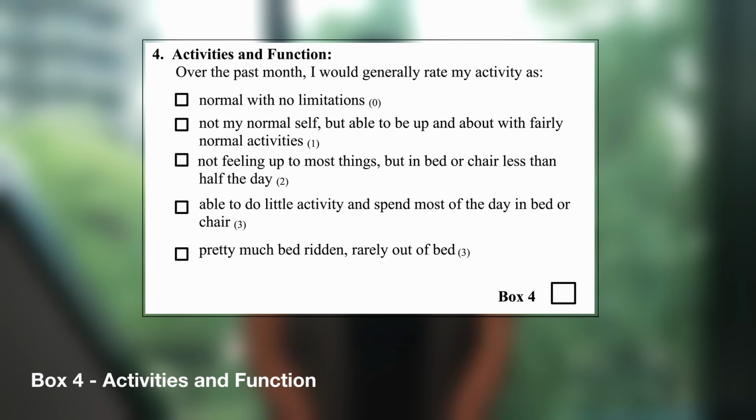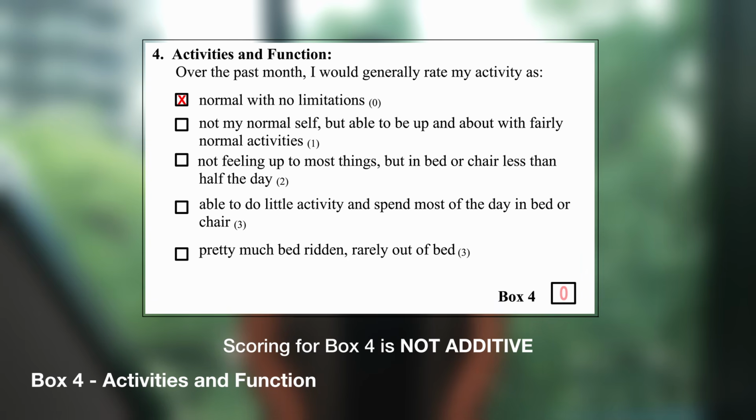The patient selects the single option that best describes their usual activity and function over the past month. Score reduced activity regardless of the underlying cause. Any reduction in activity is relevant, as reduced activity is associated with loss of muscle mass and functional decline. Scoring for Box 4 is not additive. Record the highest score selected in Box 4.